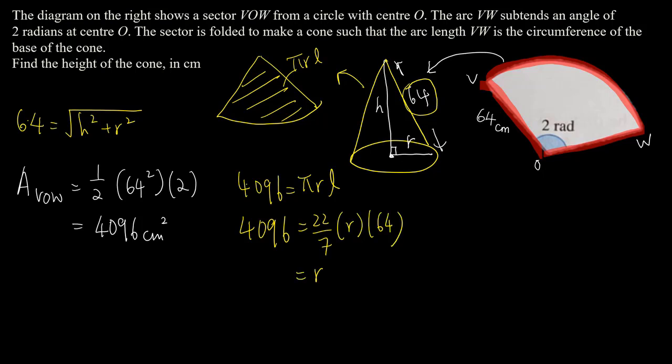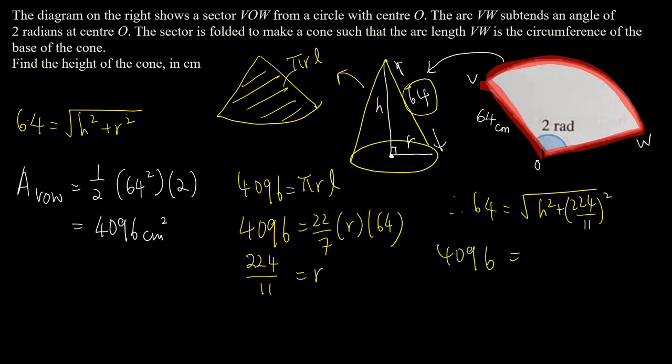So you use your calculator. Therefore our R is 224/11. From the relationship between H, R and the slant height, we get 64 equals the square root of H squared plus (224/11) squared. So 4096 equals H squared plus (224/11) squared. So our H is 60.67 cm.